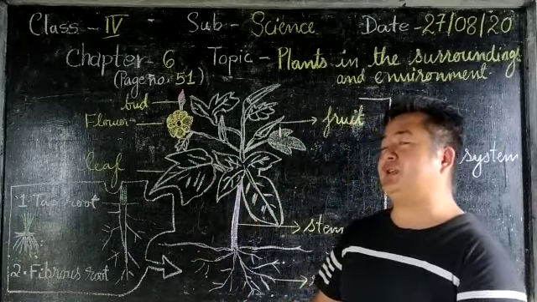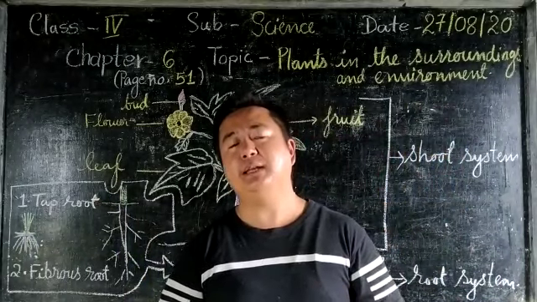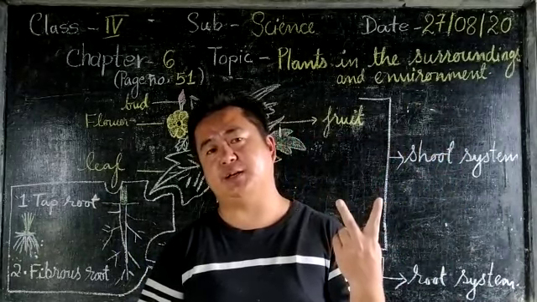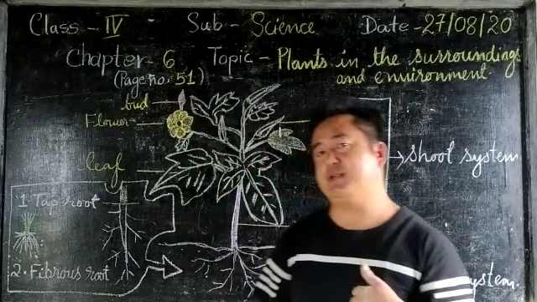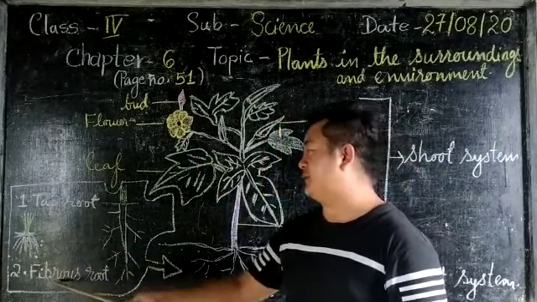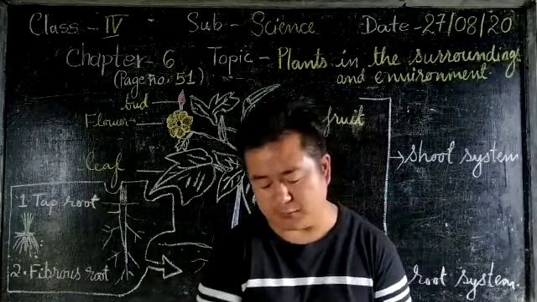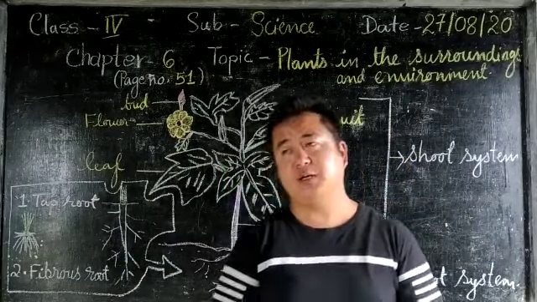And seeing the categories, the types of roots, there are mainly two types of roots under the root system. The first one is taproot, the other one is fibrous root. Okay, taproot, you can make out by the name, taproot.